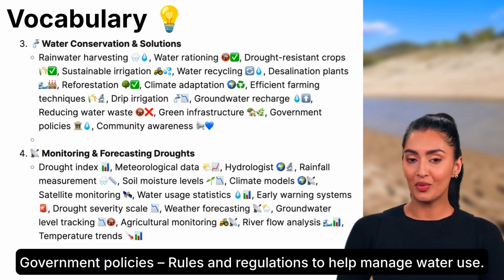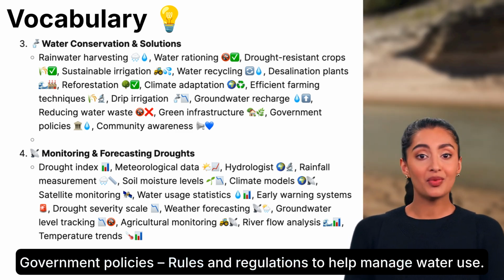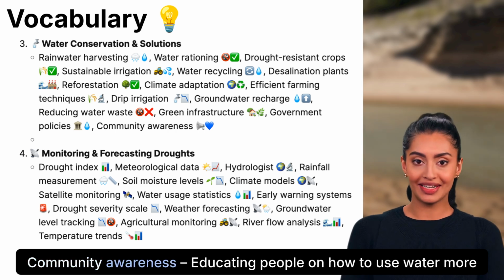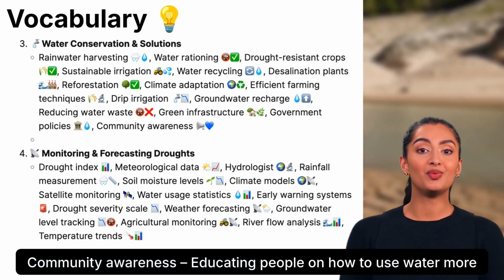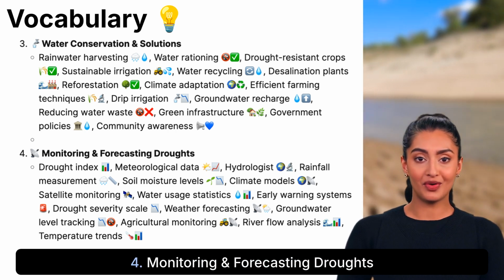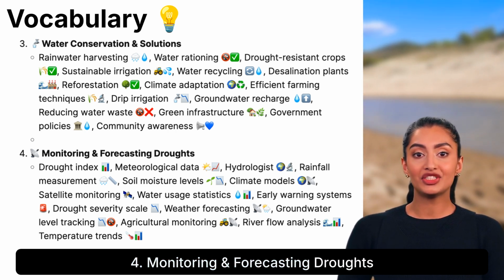Government policies, rules and regulations to help manage water use. Community awareness, educating people on how to use water more responsibly. 4. Monitoring and forecasting droughts.